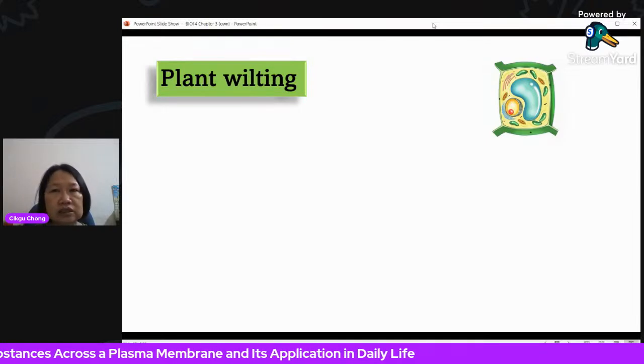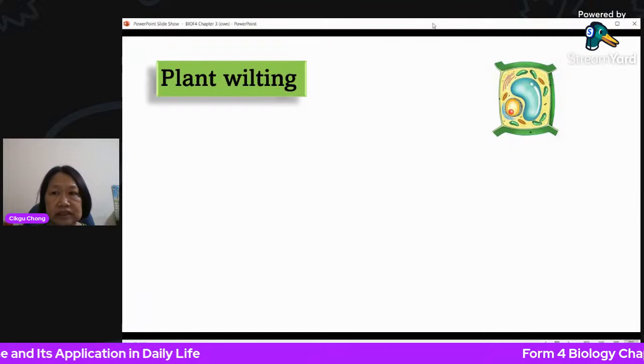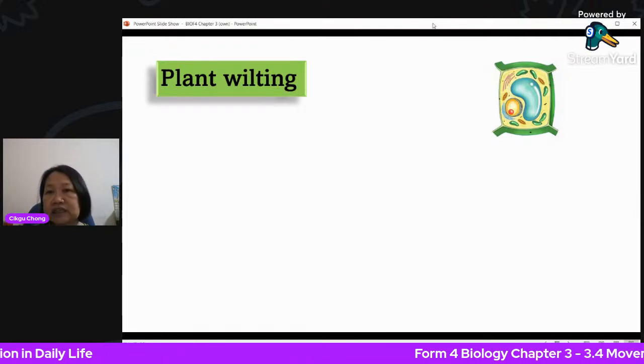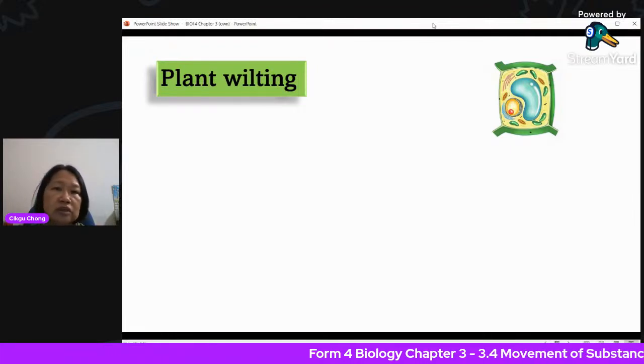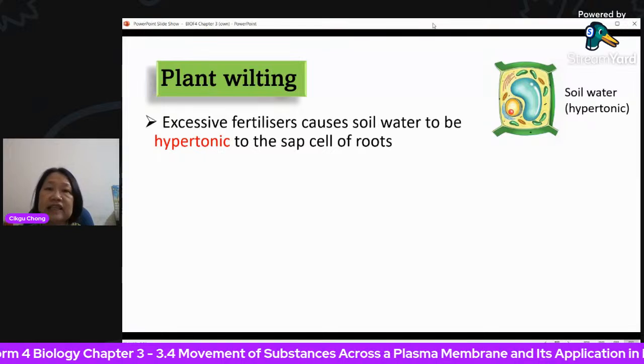Because the vacuole is expanded, right? It's expanding, there's water inside, so it pushes against the cell wall. So this plant is not wilting at the moment. All right, now what happens if you put excessive fertilizer?